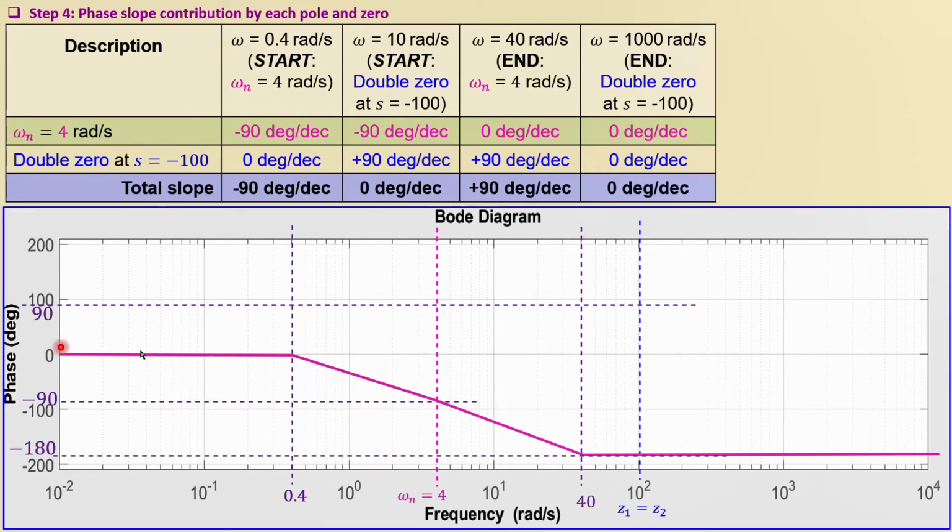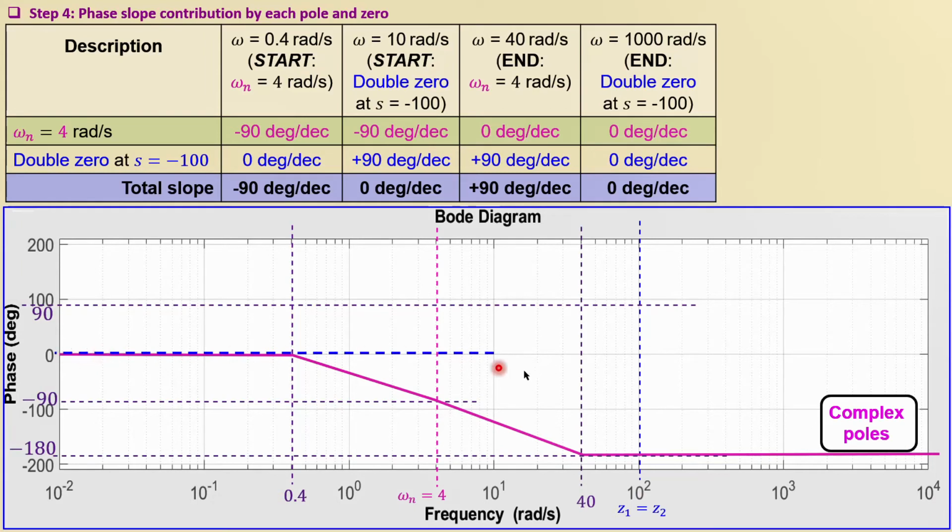We start with 0 degrees per decade, keep that 90 degrees per decade after 0.4, and we will then stop at 40 radians per second, and then from 40 radians per second up to high frequencies, we will see that the slope is 0 degrees per decade. Now in a similar form, we do it for the double zero. This is for the complex pole, double zero.